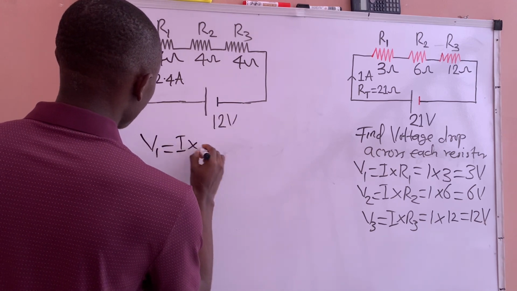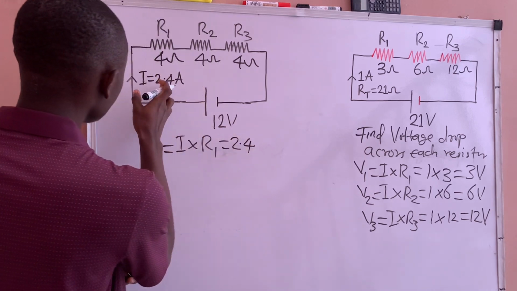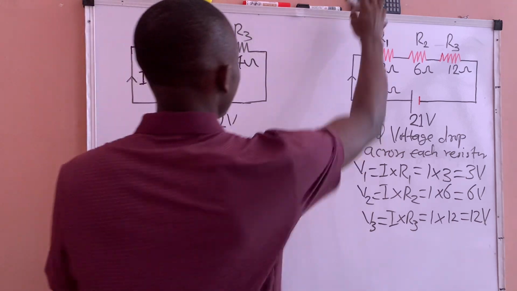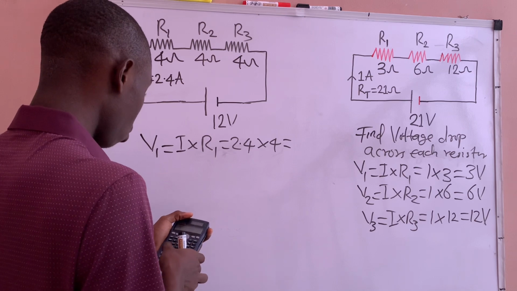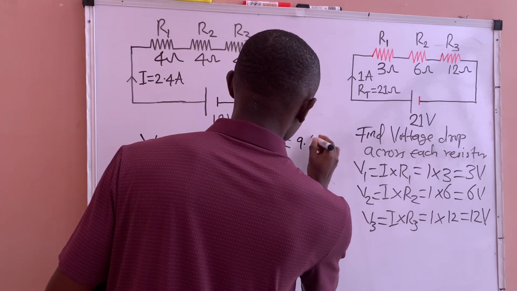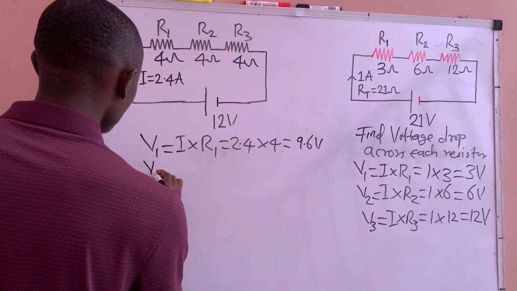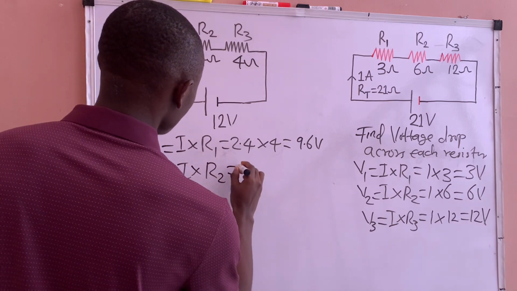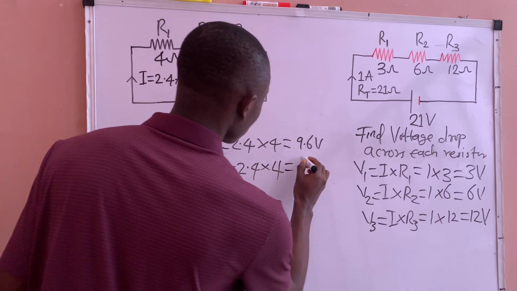So from this, the voltage that we drop across resistor R1, which is V1, will be I multiplied by R1, which is 2.4, the value of current which is given, multiplied by 4. And our answer, from my calculator, 2.4 multiplied by 4, will be 9.6 volts. And the voltage that we drop across R2, V2, will be I multiplied by R2, which is 2.4 multiplied by 4.